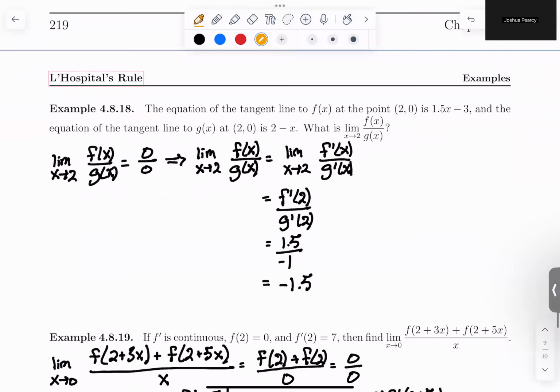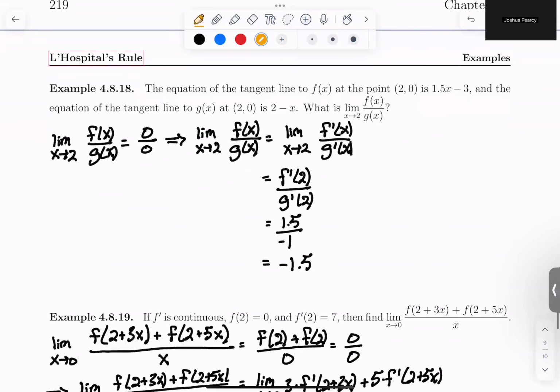Okay, and then the last couple of ones that I'm going to go over. It says the equation of the tangent line to f of x at the point 2, 0 is 1.5x minus 3, and the equation of the tangent line to g of x at 2, 0 is 2 minus x. Find the limit as x goes to 0 of f of x over g of x. So what I did here is notice that here I have the value of each of these. At x equals 2, g of x is 0, and at x equals 2, f of x is 0. So we have a type 0 over 0.